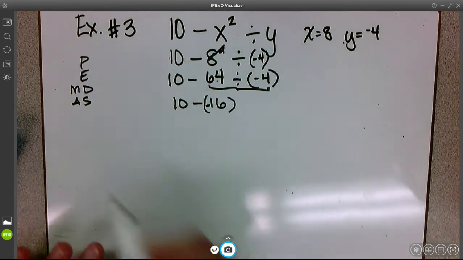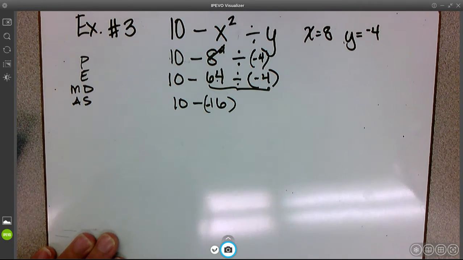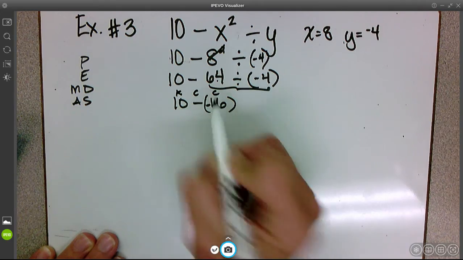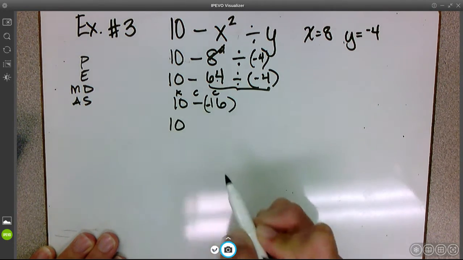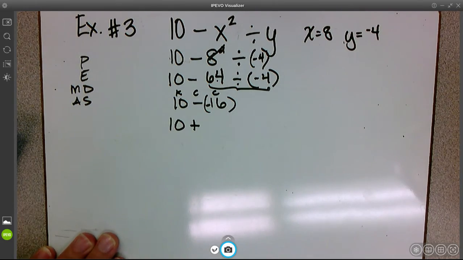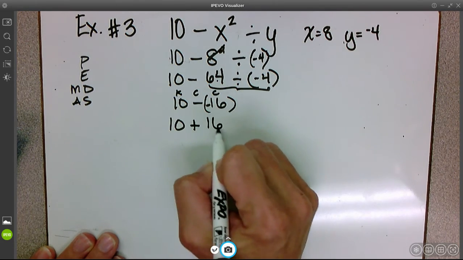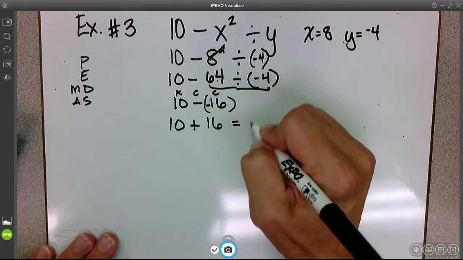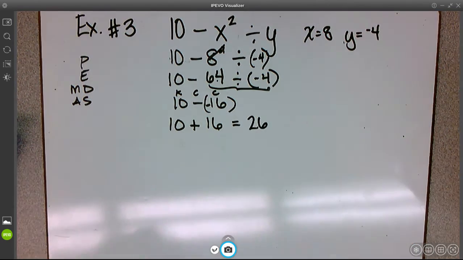Now I have subtraction, and I'm down to my last step. And I learned a couple sections before that anytime we have subtraction, we keep change. So my 10 stays the same. My minus sign becomes a plus, and I change the sign of that next number. My negative becomes a positive. And now we just simply have an addition problem of 10 plus 16, which is 26. Lots of steps on this problem.